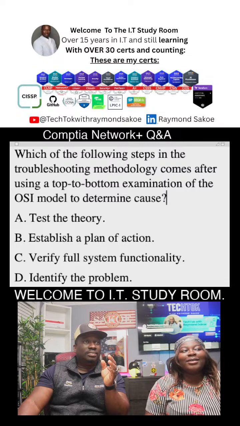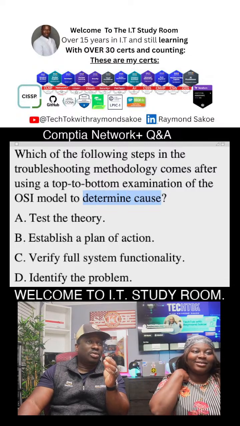Yeah, so they've determined what the cause of the issue is now.